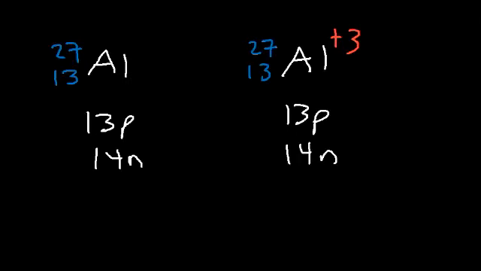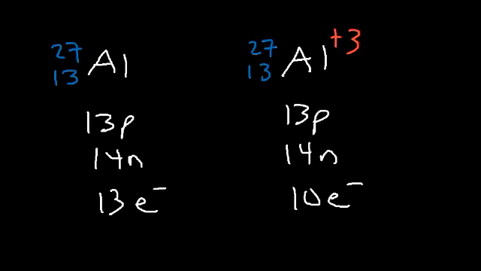Now what about the electrons? The electrons is the atomic number minus the charge. So this is going to be 13 minus 0. So therefore an aluminum atom has 13 electrons. An aluminum ion is going to be 13 minus 3, which is 10. So the aluminum plus 3 cation contains 10 electrons.